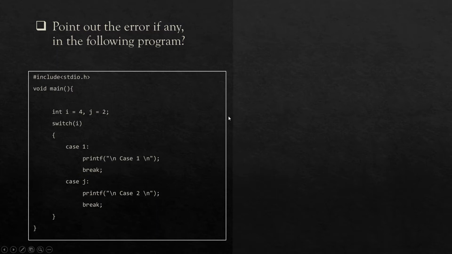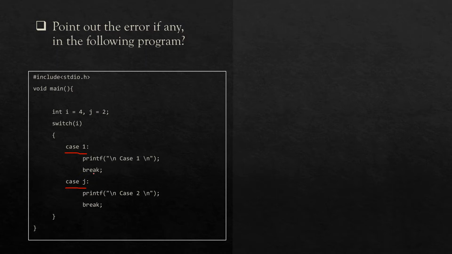This is our question. Point out the error, if any, in the following program. You can see that we have a question based on switch case. Here we declare two variables i and j with values 4 and 2 respectively, and we have a switch statement, and we are sending i as the switching variable. We have two cases: case 1, inside which we have a printf statement and break, and case j, inside which we have one printf statement and break statement.